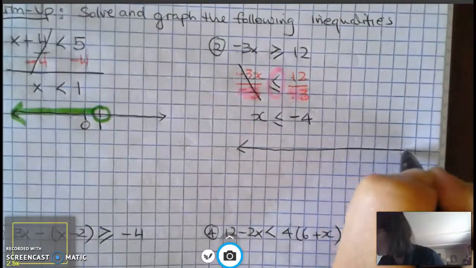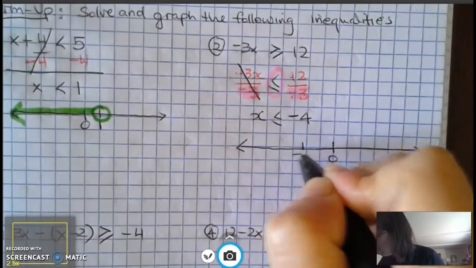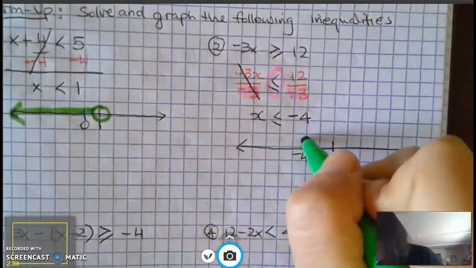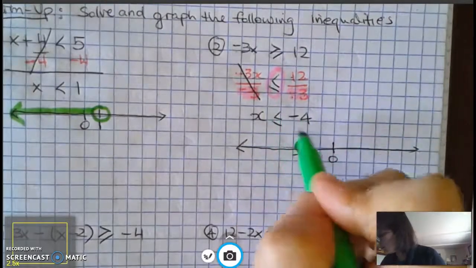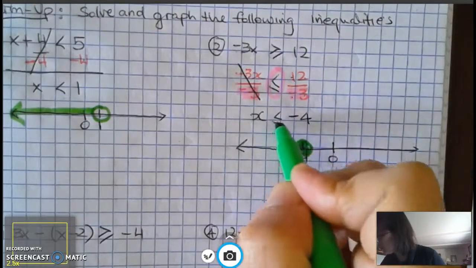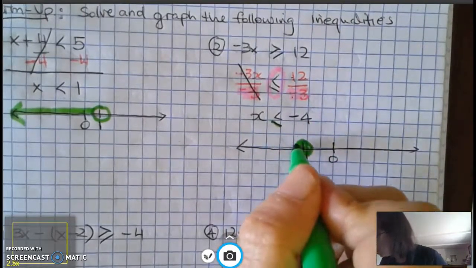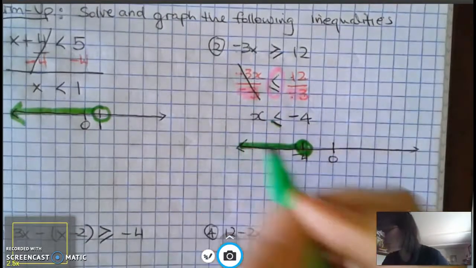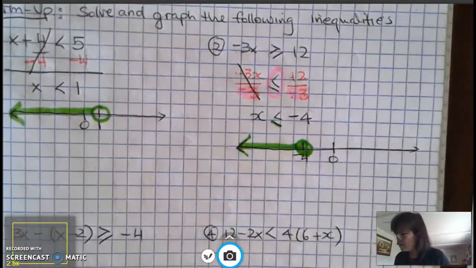Found my boundary point, that's negative 4. So here is my 0. Negative 4 will be to the left of 0. Then I find my negative 4, my boundary point, put a circle there. And should it be closed circle or open circle? It should be closed because it's less than or equal to. This equal to sign tells me it should be a closed circle or shaded in. And then the inequality sign is pointing to the left. So I can go to the left like that. Okay. All right.